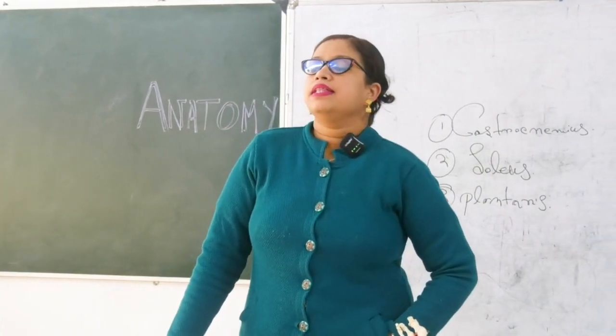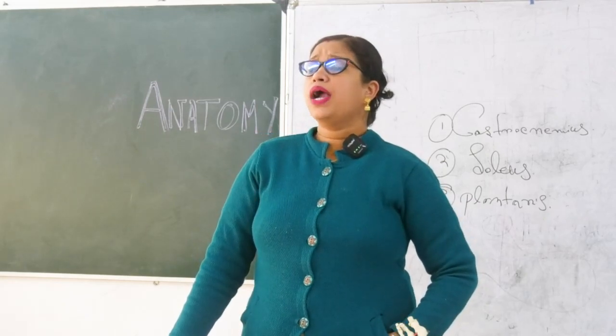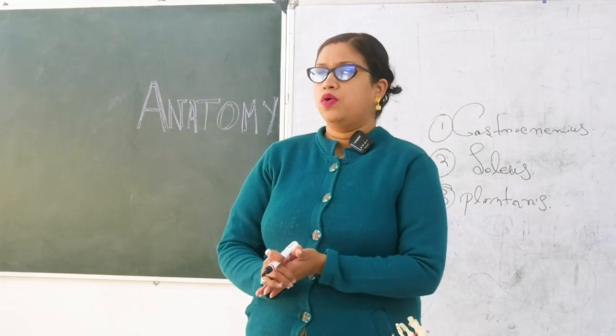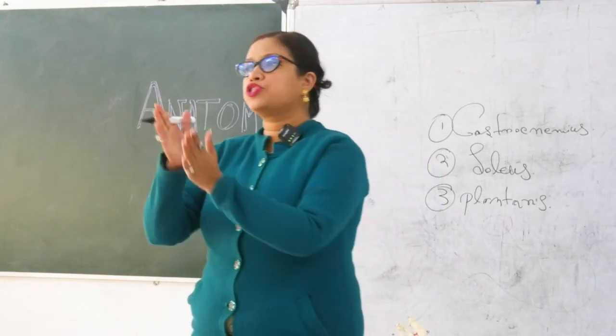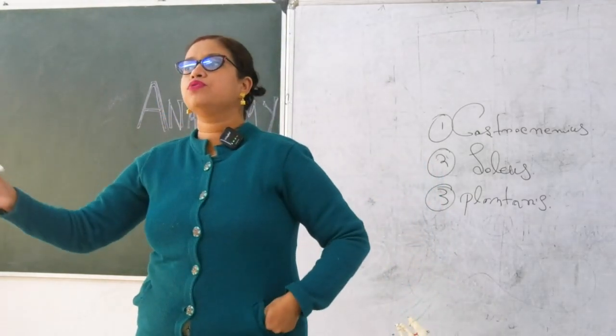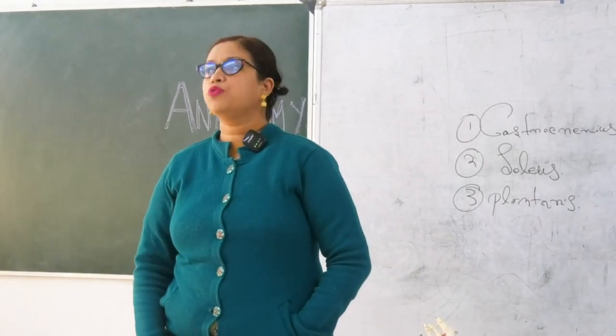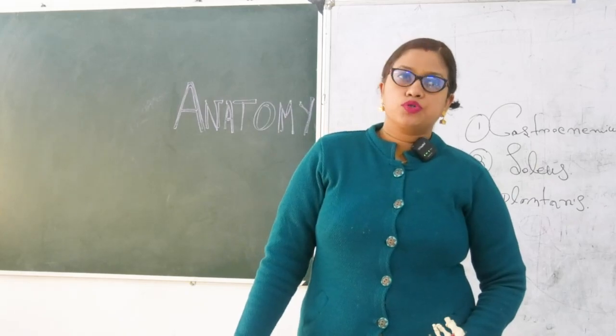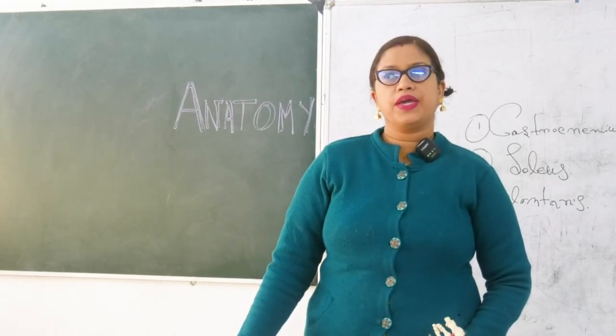Then the next one is, what about the insertion of the soleus? The posterior lamella is going to the triceps surae. Write it down. The posterior lamella is continuing with the triceps surae, with the two heads of gastrocnemius.